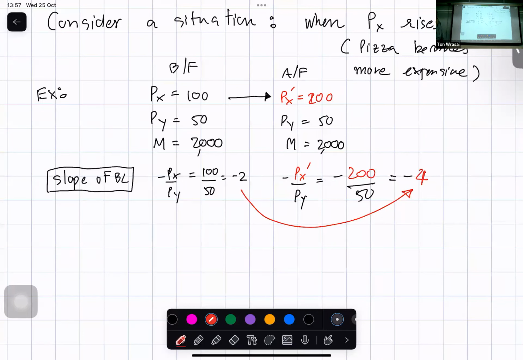And with a simple calculation, we learn something from this. The price ratio changes. It used to be 100 divided by 50, that is PX over PY, the relative price, or price ratio. It used to be this, minus 2, with the minus reflecting the trade-off. And the new price ratio becomes minus 4, 200 divided by 50.